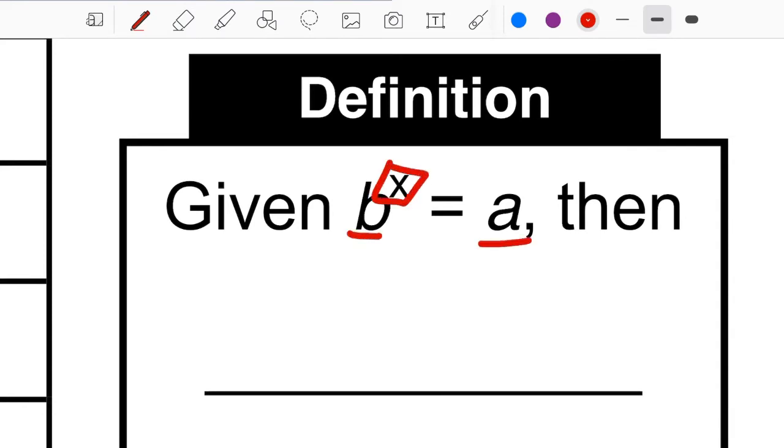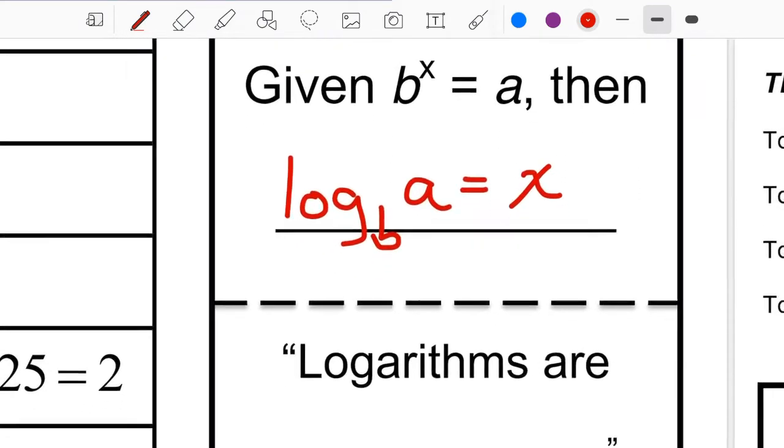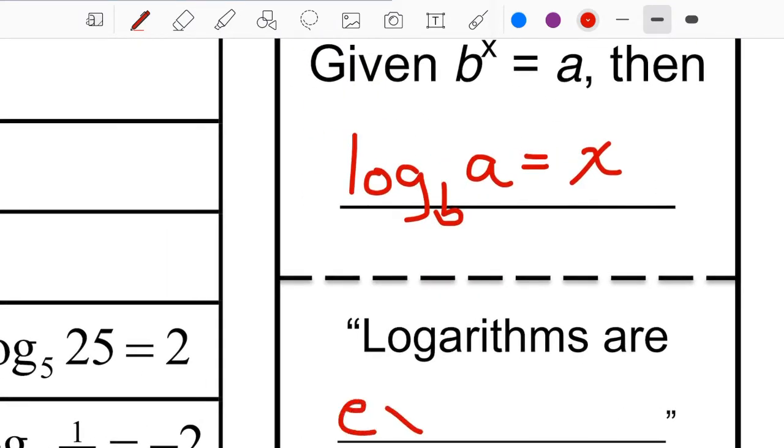Well, we have a really fundamental but basic definition, and that is anytime you have a base to an exponent equaling a number, that can always be written as a log, saying that the log base b of a will equal x. Just take a look at it. It's the log base b of a will equal x. In other words, a logarithm is equal to an exponent.